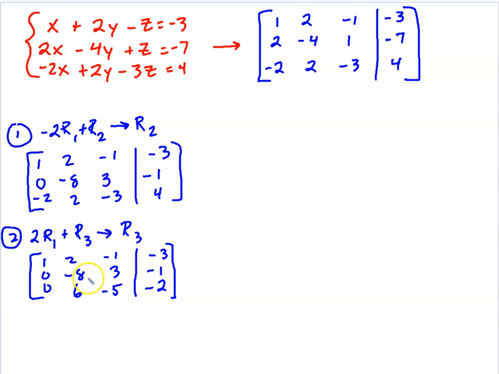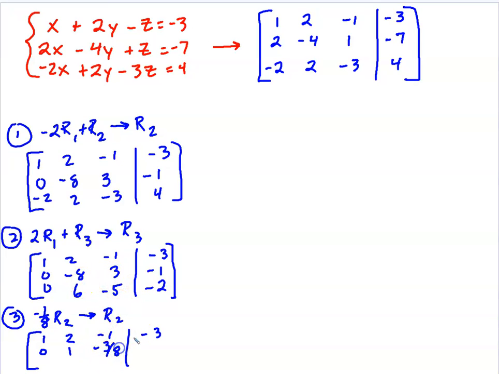Now I'm going to target this -8. That needs to become a +1. So row operation number 3 will be -1/8 times row 2 will be my new row 2. So -1/8 times 0, -1/8 times -8, -1/8 times 3, and -1/8 times -1. And so far with this row operation, row 3 did not change.